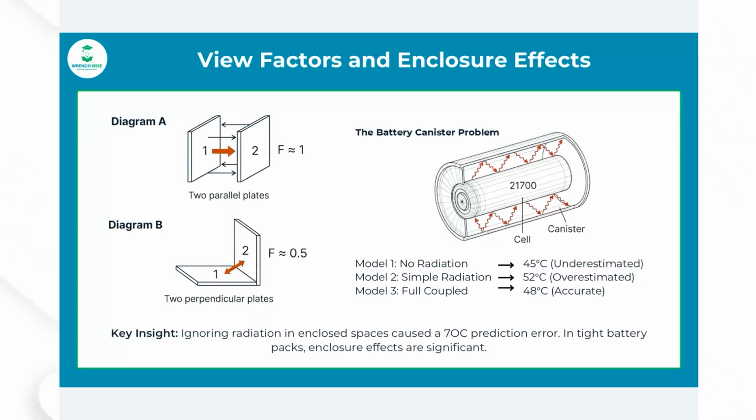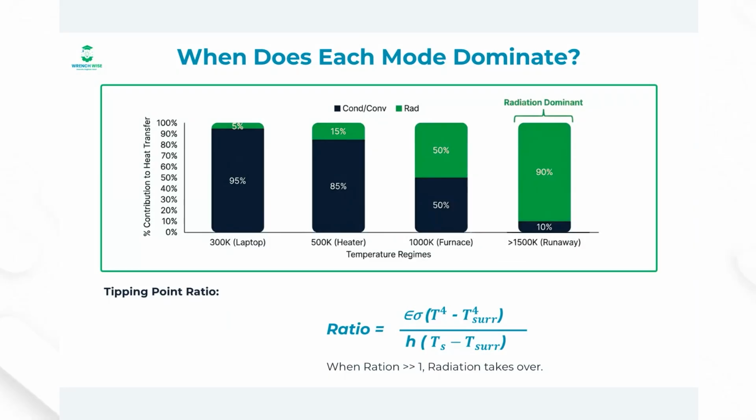That 3 to 7 degrees Celsius difference essentially determines whether your thermal management system passes or fails your certification. So when do we decide how each mode will dominate? Well, this chart tells us the story of how heat transfer changes as temperature rises. We are comparing conduction and convection against radiation.